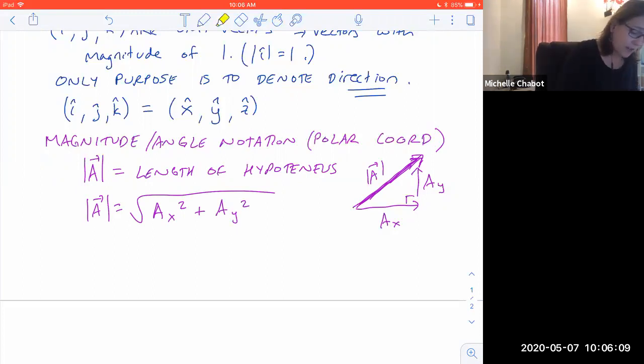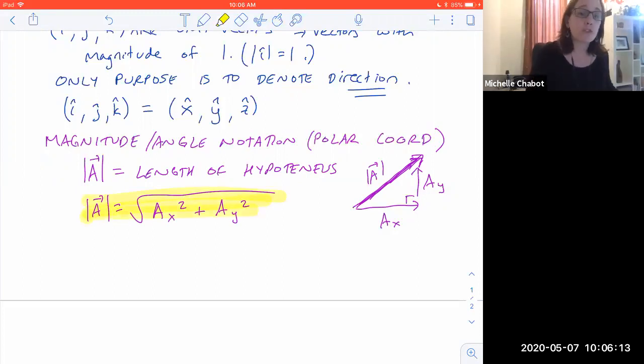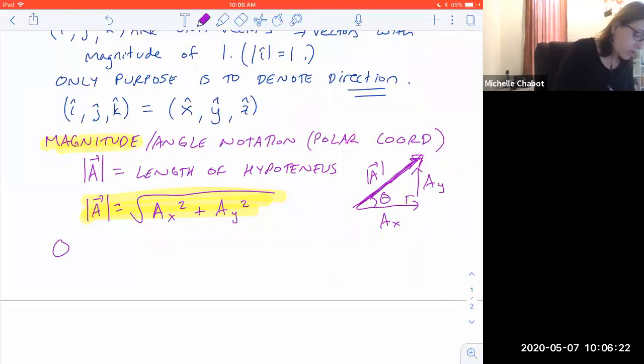And so we end up with our very key result, which we will use throughout this course, for the magnitude of a vector. And then for the angle, we want to use trigonometry.